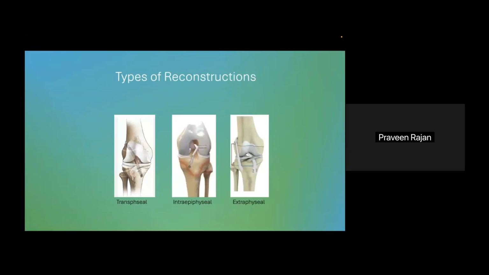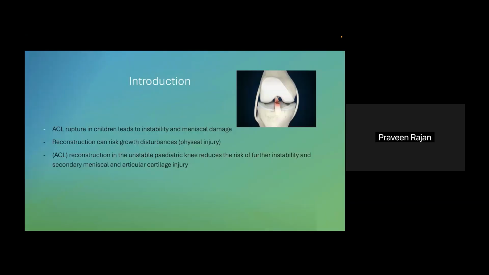So we all know that the types of ACL reconstruction in pediatrics could be three types, based on how we drill the tunnel in the femoral and tibial components. It could be transphyseal, where we go through the physis. It can be intra-epiphyseal, where we avoid the physis, and it could be out of the physis, that is extraphyseal.